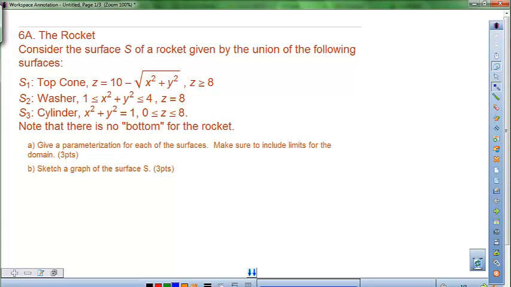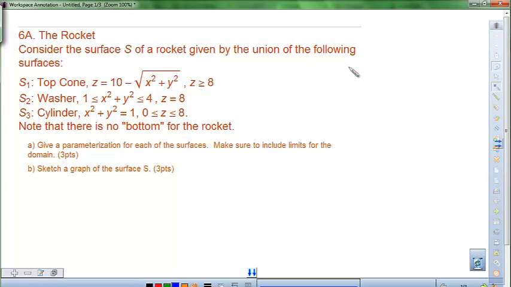Okay, this is a problem that we talked about in class. We have a rocket that's made up of three surfaces here. The first two problems are asking us to parameterize a surface and to sketch the graph. So let's take a look at this.